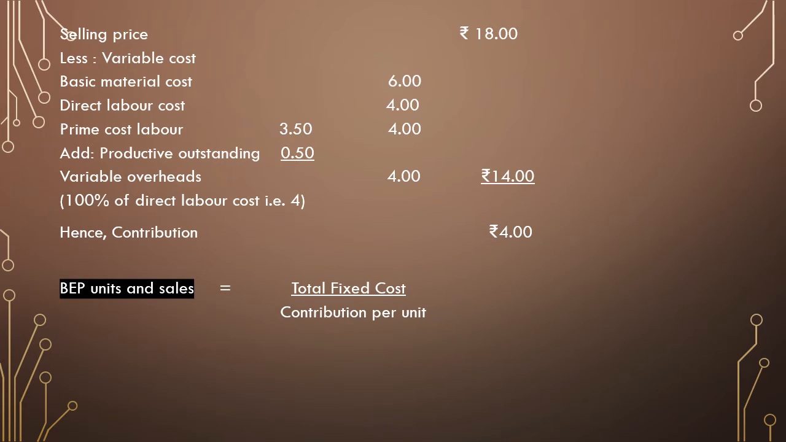Now using these figures in our formula, BEP is equal to total fixed cost upon contribution per unit. So rupees 20,000 upon rupees 4, we get 5,000 units.